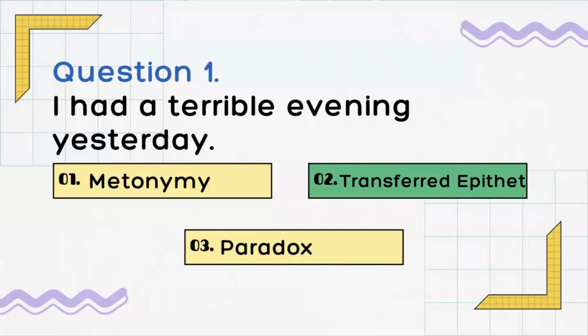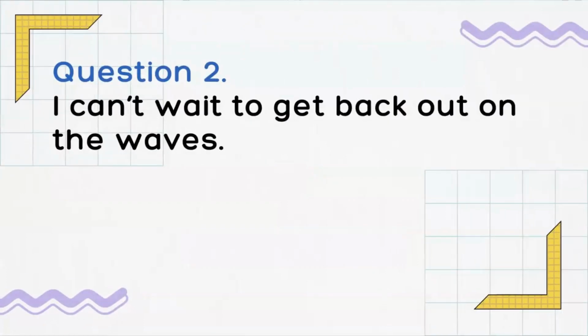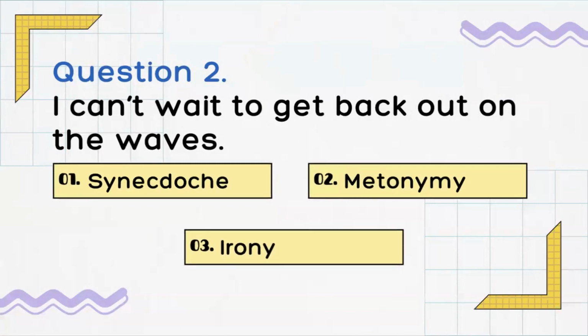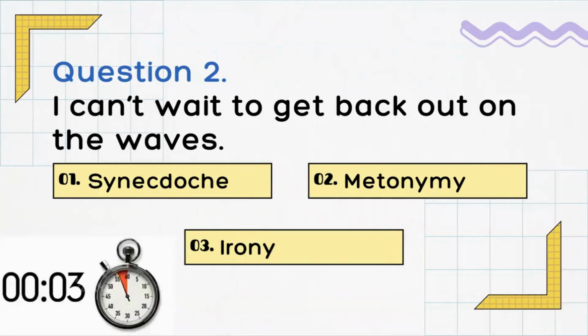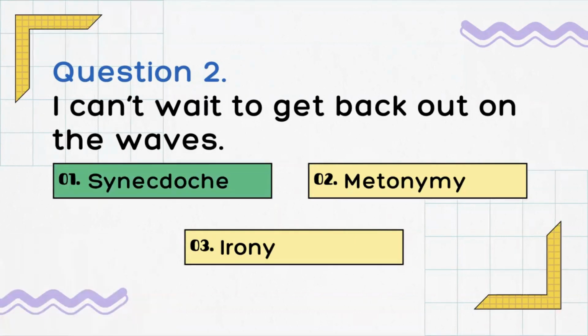Let's see the next question. I can't wait to get back out on the waves. The options are synecdoche, metonymy, and irony. The correct answer is synecdoche. As synecdoche is a specific part of a larger whole, therefore, waves over here represent an ocean, therefore it is synecdoche.